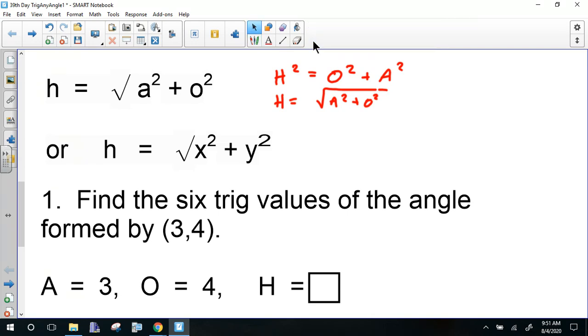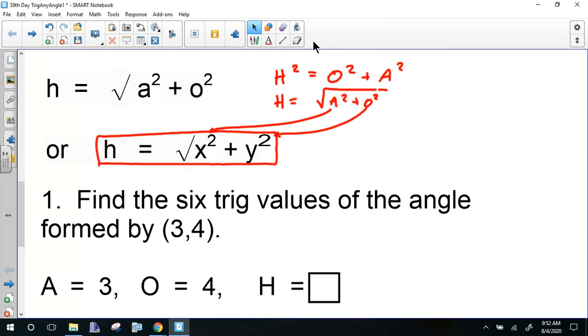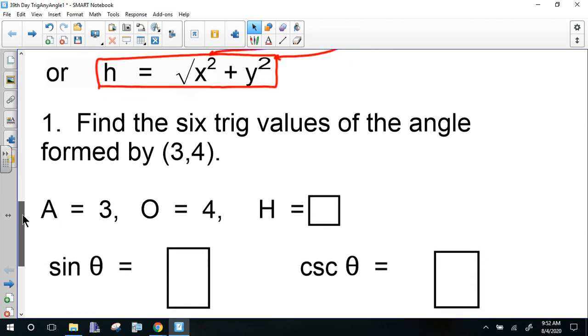And since the adjacent side is always the x and the opposite side is always the y, we can substitute to get this formula. So if we want the hypotenuse, when we have to draw the triangle on the xy coordinate, we would use hypotenuse equals the square root of x squared plus y squared. That will always get us the hypotenuse length. And here's how it'll be used.